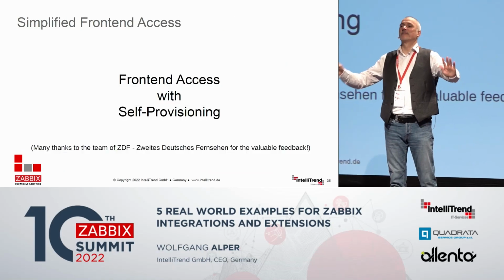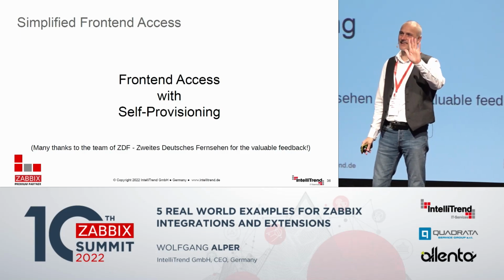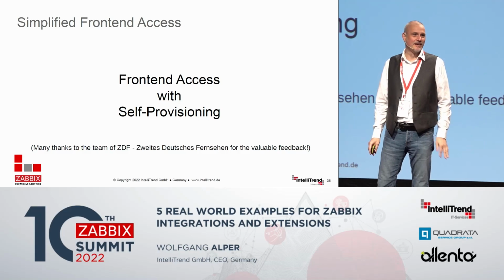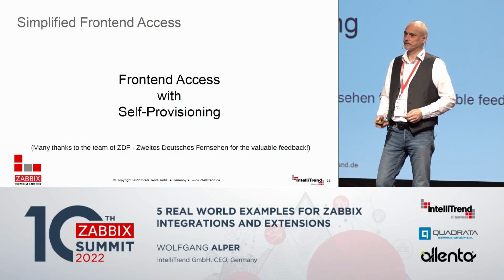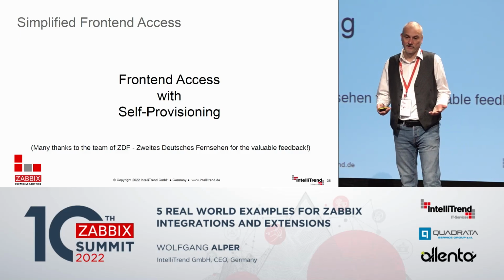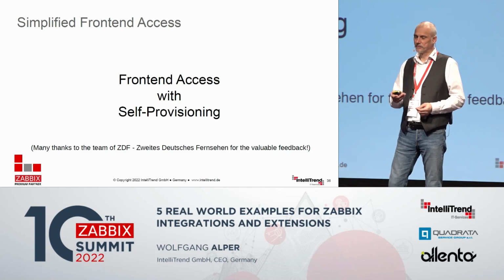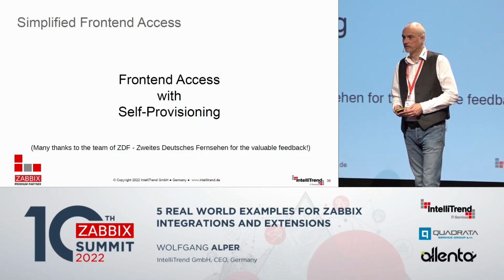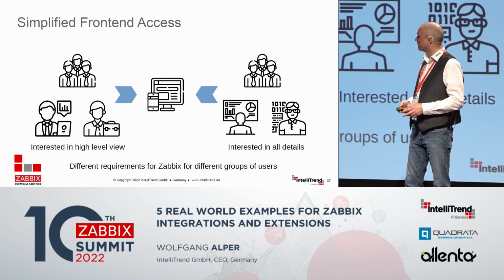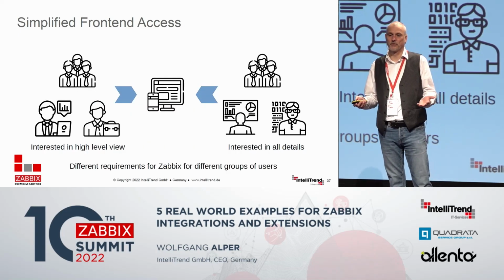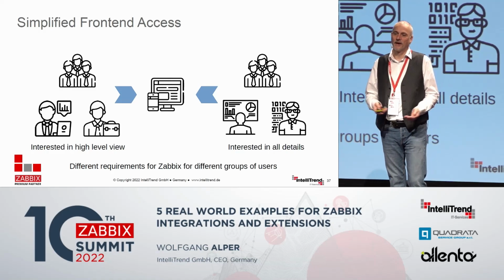Which leads me to the last one. I said 5 examples, so that was the 4th example, now we are at the 5th example. And the 5th example is a simplified frontend access. The simplified frontend access was self-provisioning, and many thanks here to the team of the Second German Television, by the way, for their valuable feedback. They really made the app better. We had a very simple scenario. We have different people using Zabbix, and they have different needs.